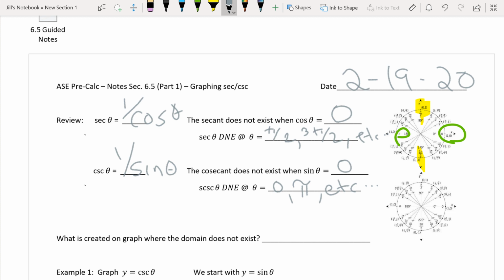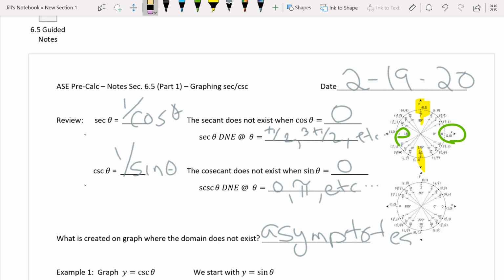Okay, so let's remember what is created on a graph where the domain of the function does not exist. Does anybody remember? We've dealt with them a lot. They're called asymptotes. So when you have restrictions on your domain, you have asymptotes on your graph.